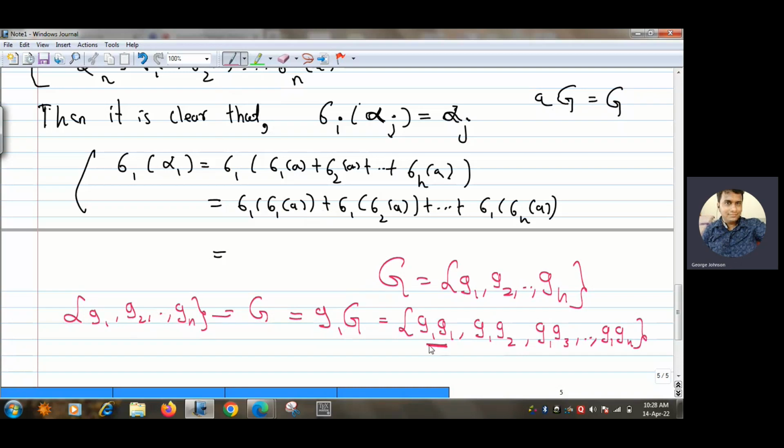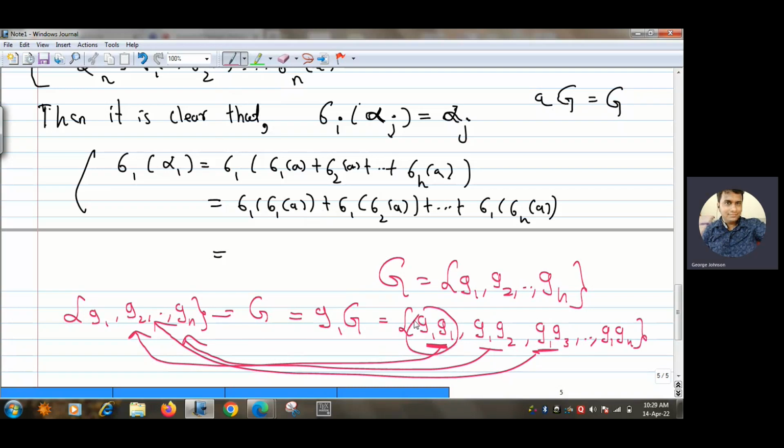So that means, because both the sets are the same, g1 into g1 maybe is g2, g1 into g2 maybe is gh, g1 into g3 is maybe somewhere here. So we are getting back the elements. That means g1 into g1 is again an element of G only. We don't know which element, but it is an element of G. g1 into g2 is again an element of G only, but we don't know which element.